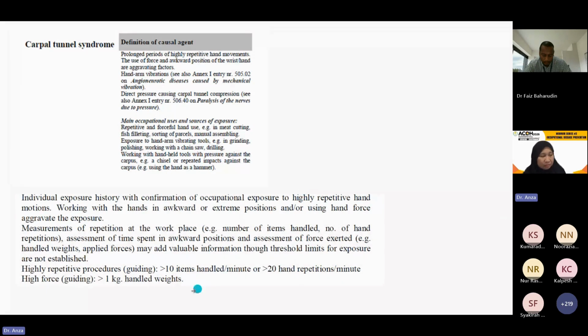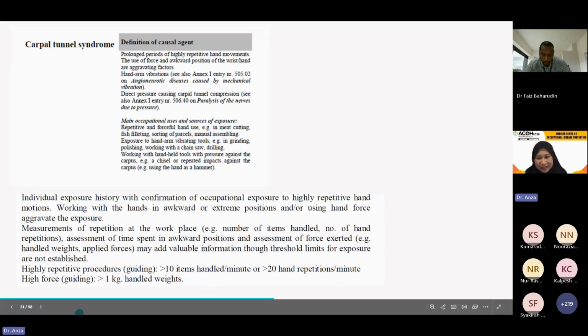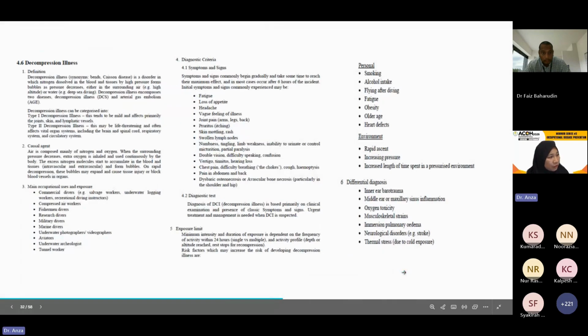Carpal tunnel syndrome: the exposure criteria is more than 10 items handled per minute, or 20 hand repetitions per minute, and high force, 1 kilogram handled weights. So these are the minimum exposure criteria. This is from the EU as well, and ASEAN is similar. So this is an example of decompression illness.